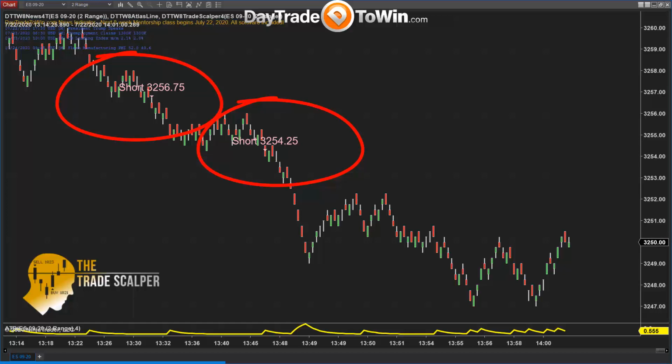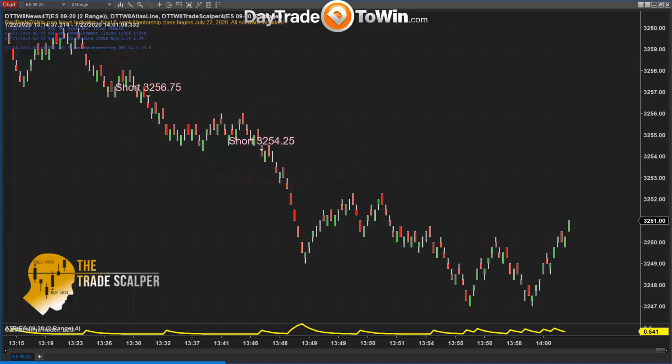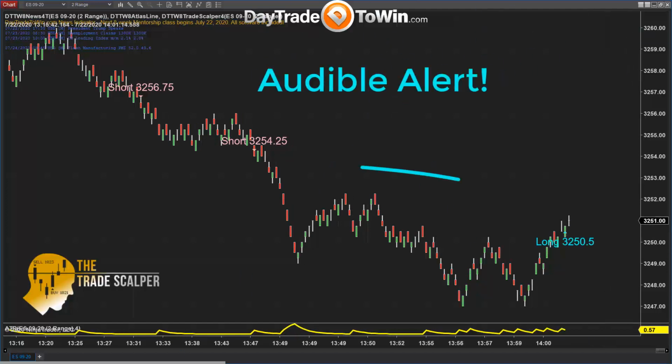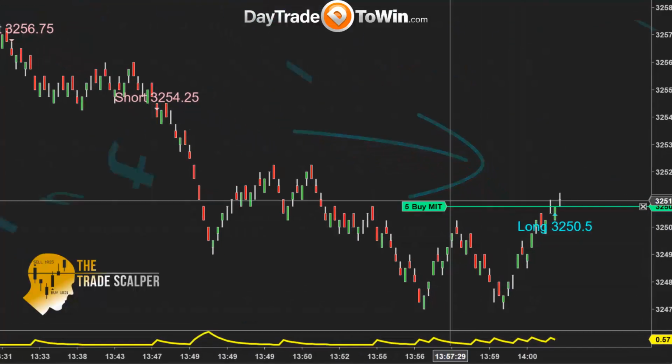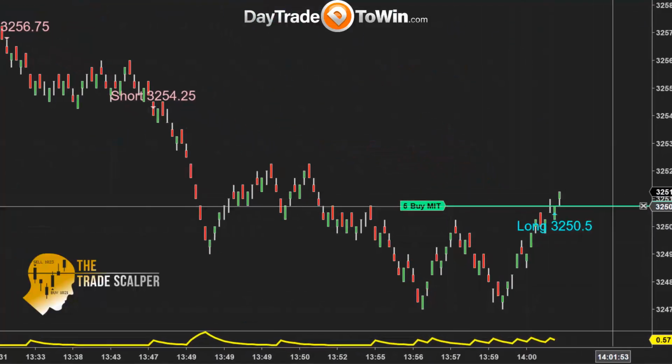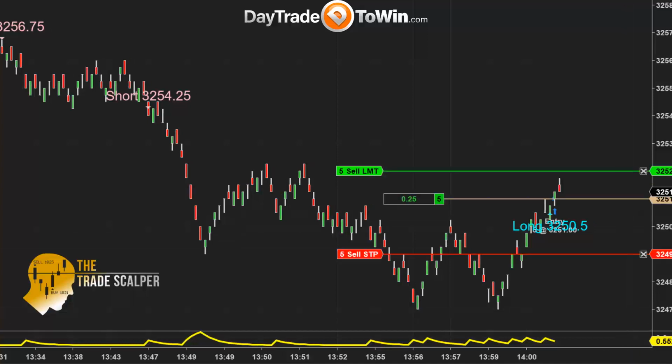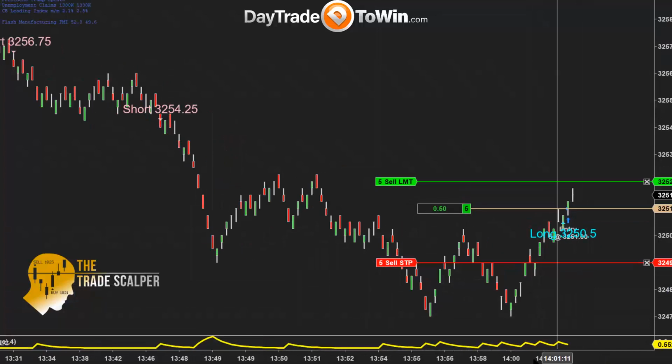Everybody who has the TradeScalper software gets the same exact signals, and therefore you can see the signals there for yourself that are plotted on the chart along with an audible alert. So you have here a signal to go long at 32.50.50. Order submitted. Place the trade on the DOM or the chart trader, whichever one you feel more comfortable with.